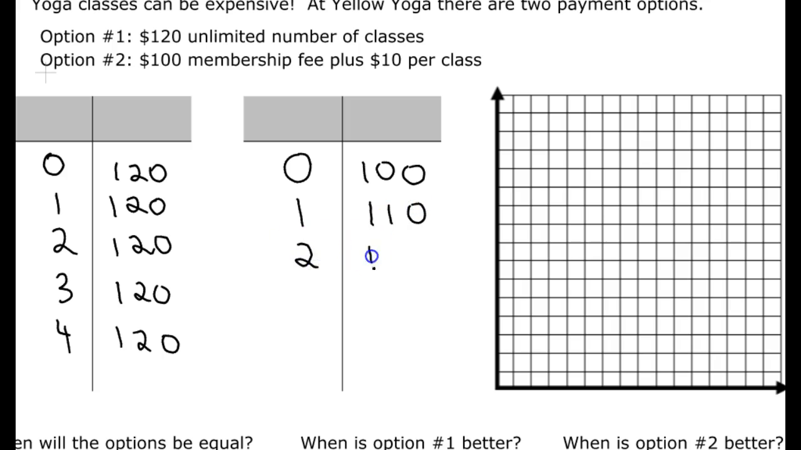If I take 2 classes, it's 120, and you can kind of see, well, there's the break-even point. When you have the same point on both tables, there are 2 classes at 120, but then this option becomes more expensive after 2 classes. So if you're going twice a month, it doesn't matter which one you go. If you're going more than twice a month, it probably makes sense to go with the unlimited.